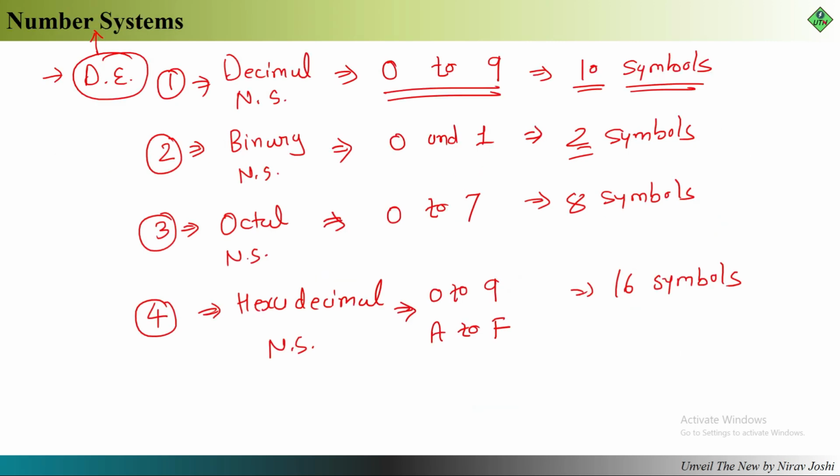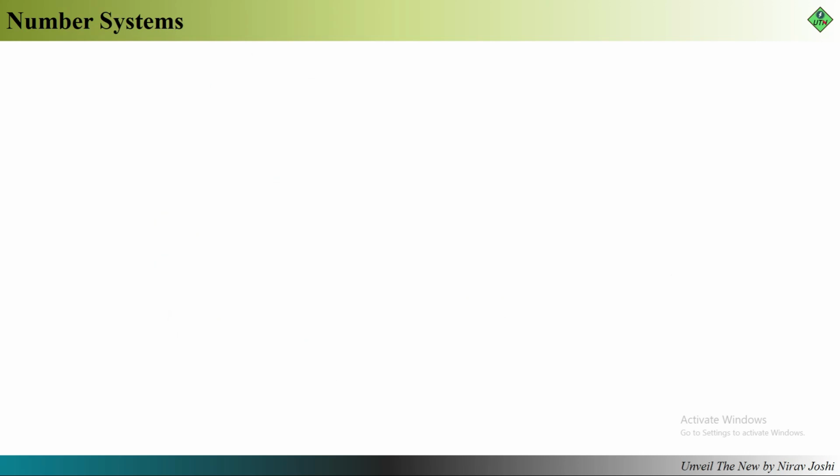We also introduced the different number systems. Basically, in digital electronics we are going to learn the decimal, binary, octal and hexadecimal number systems. Decimal means there are 10 symbols, binary means there are 2 symbols, octal means there are 8 symbols, 0 to 7, and hexadecimal has 16 symbols, that is 0 to 9, A to F. In this video we are going to explore the binary number system in great detail. This whole video is dedicated to the binary number system.